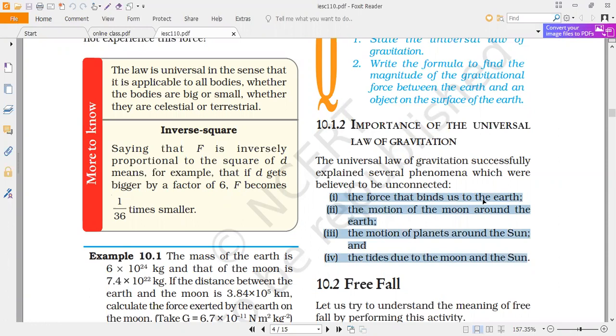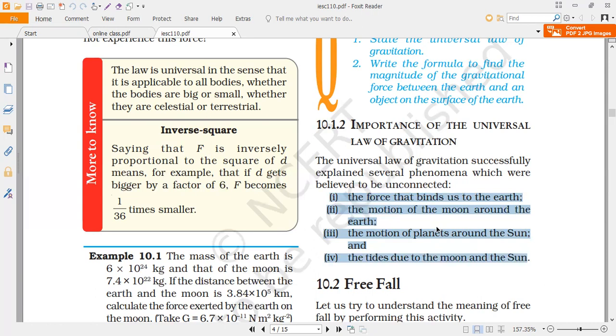We are not flying. Whatever force makes us stand on the earth is what binds us to the earth. That is due to the universal law of gravitation, and that is its importance. Next, the motion of the moon around the earth is due to the universal law of gravitation. Next, the motion of planets around the sun is also an importance of the universal law of gravitation.